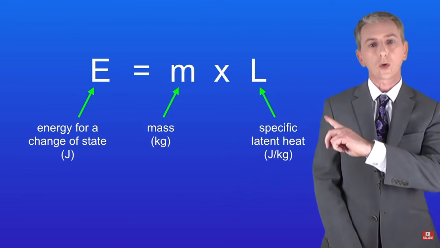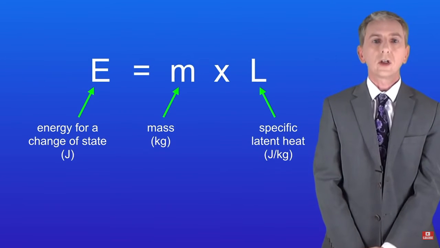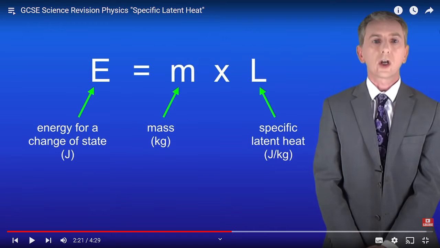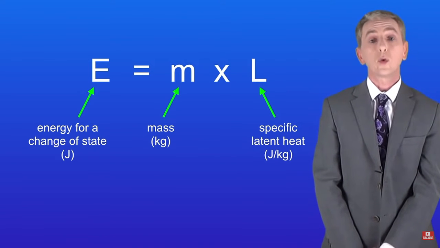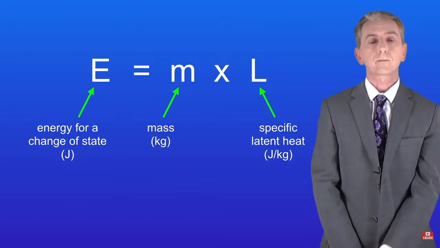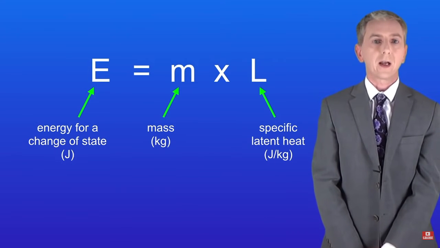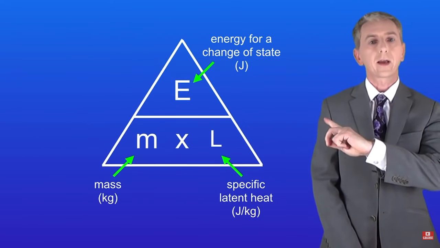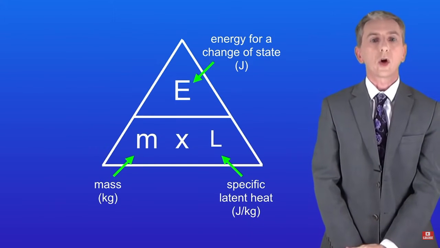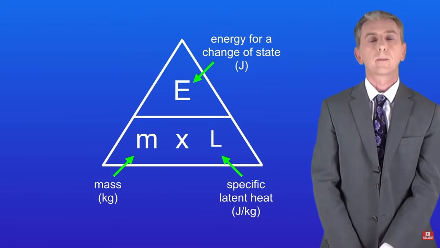We use this equation. The energy for a change of state in joules equals the mass in kilograms multiplied by the specific latent heat. And you will be given this equation in the exam. You'll also be given any values for specific latent heat that you need. Here's a triangle for this equation, but remember that you're not given triangles like this in the exam.